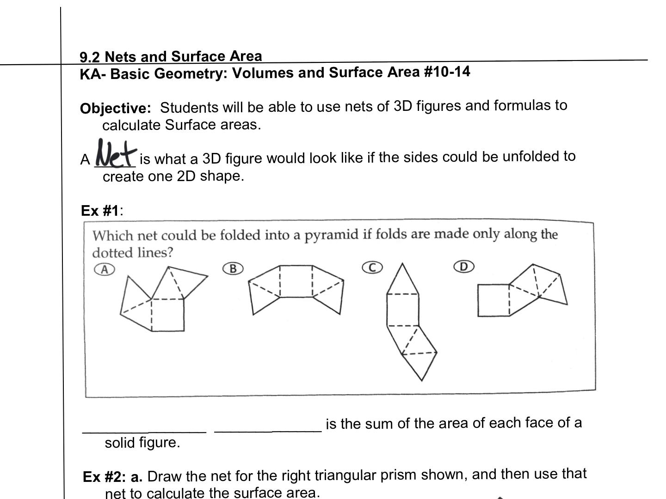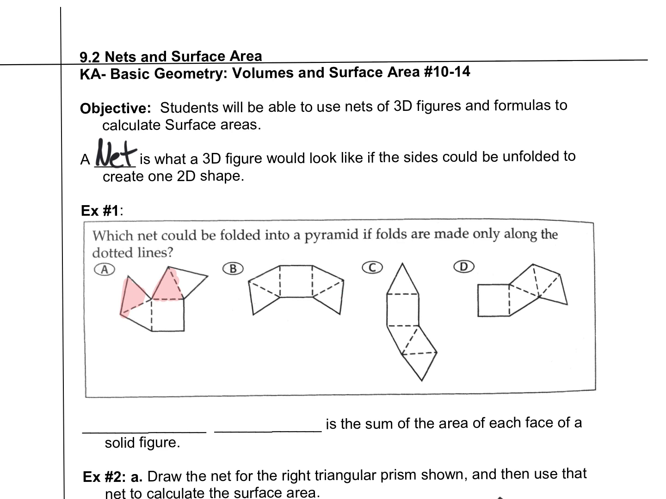So here's an example of some nets, but only one of them is correct. It says which net could be folded into a pyramid if folds are made along the dotted lines. Here's a situation. You want to think about which one would overlap. So if you folded this triangle up and this triangle up, these two wouldn't overlap, but this one and this one would. So what I'm going to do is highlight the ones that would overlap, and we don't want overlapping.